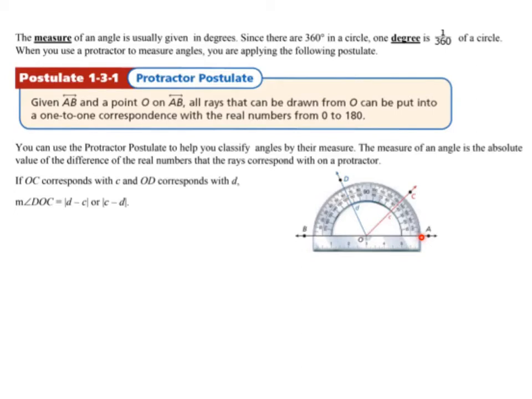You can use the protractor postulate to help you classify angles by their measure. The measure of an angle is the absolute value of the difference of the real numbers that the rays correspond with on the protractor. So, OC corresponds with C, and OD corresponds with D. So if we took the measure given from the protractor of C and the measure given from the protractor at D and subtracted them, and then took the absolute value, depending on which way we subtracted them, that would tell us the measure of angle DOC.